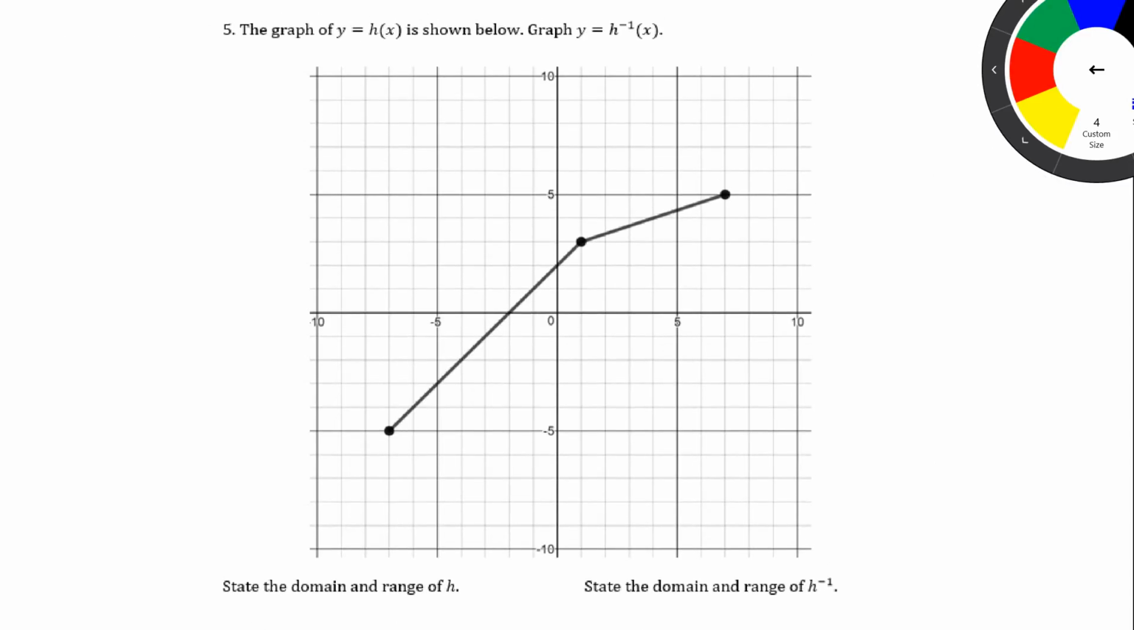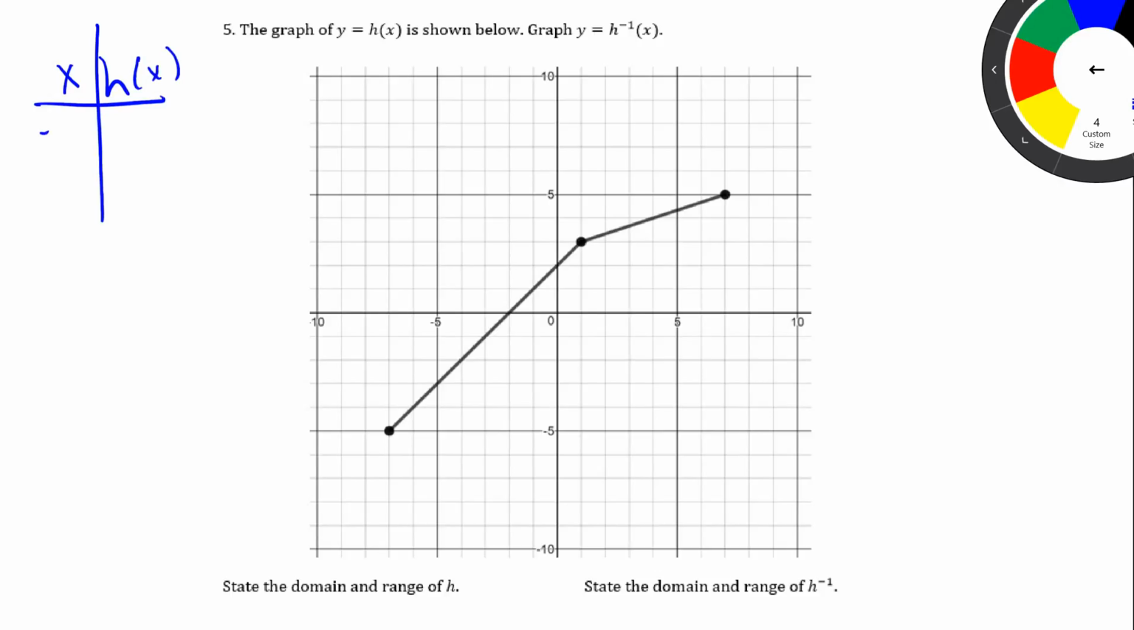Last question on the homework. So the last question on the homework has us take this original graph, which they're calling the function h of x, and graph its inverse. So if you look at your graph, you have 1, 2, 3 points. So the first point is negative 7, negative 5. So if I graph here, make a little quick table of values.